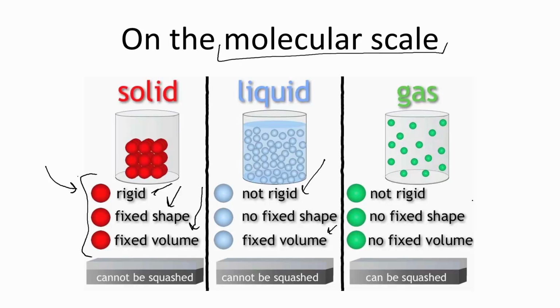Now, a gas, on the other hand, the main thing that differentiates the two, liquid versus gas, is the fact that there is no fixed volume. Gases can expand. You can actually squash them down, which you can't do for the other two states of matter, solid and liquid. So gases are what they refer to as compressible, the compressible state of matter.